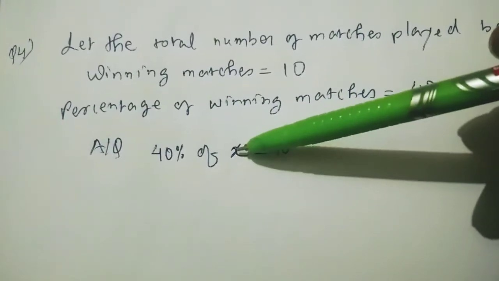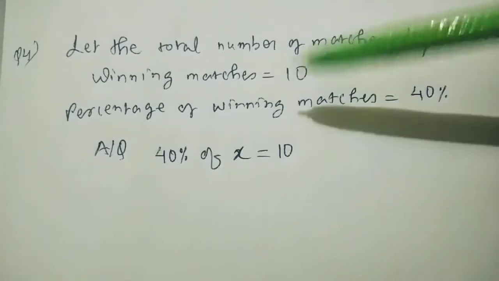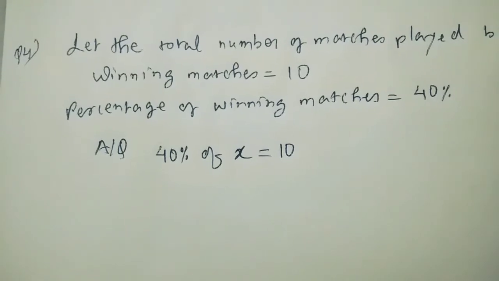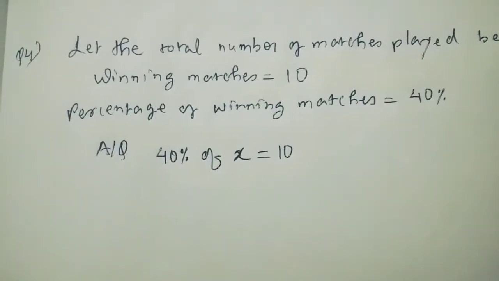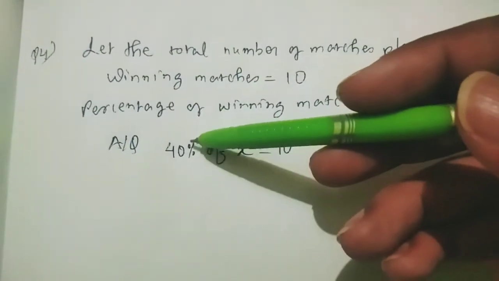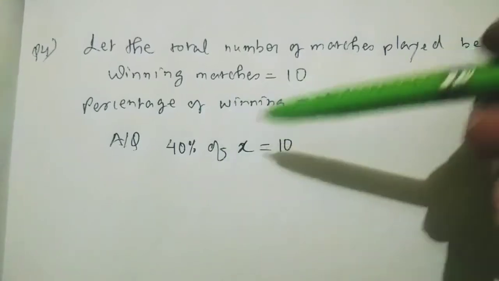In this way you can find the value of x from here. Understood? So 40% of x equals 10. Always make the equation like this in different questions. If you are finding the total, you have to write it like this. Now 40% means 40 by 100. So converting the percentage into a fraction, you write 40 by 100. Of means into x.